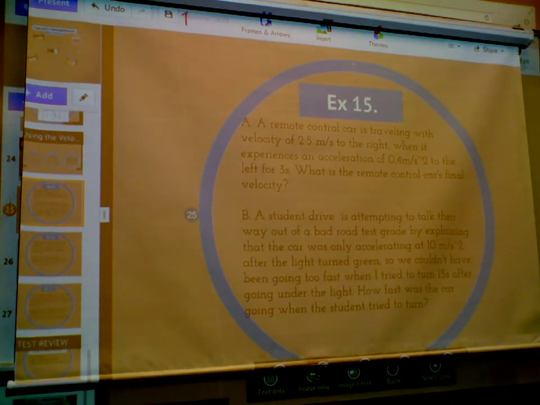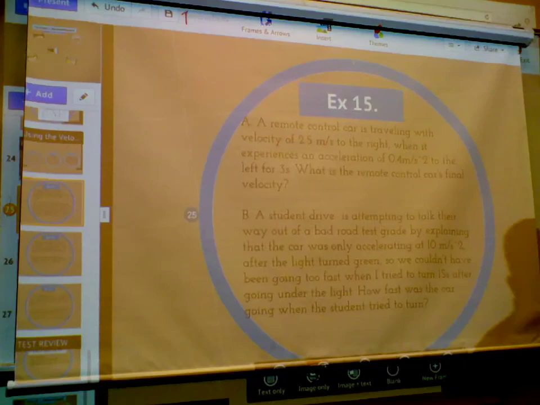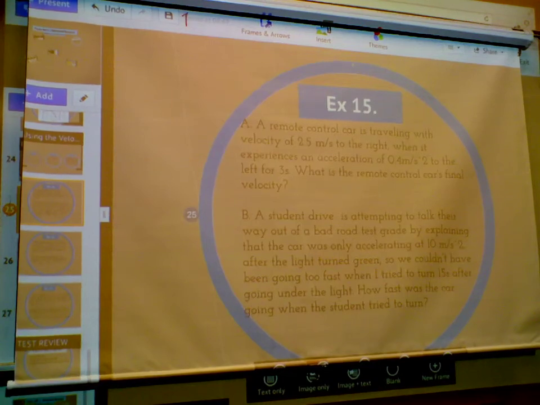So, a remote controlled car is traveling at a velocity of 2.5 meters per second to the right when it experiences an acceleration of 0.4 meters per second squared to the left for 3 seconds. What is the remote controlled car's final velocity?